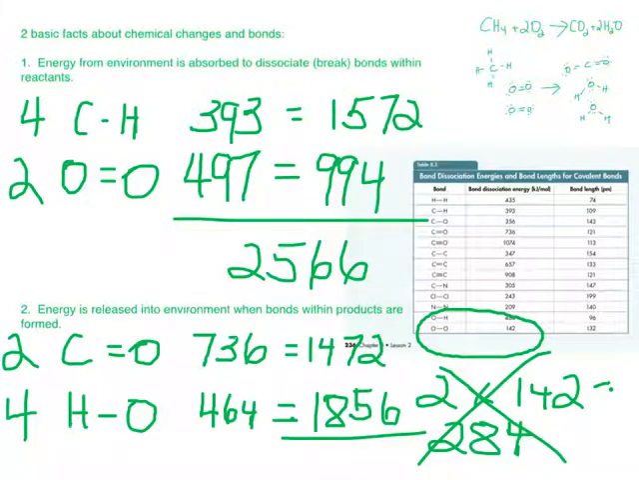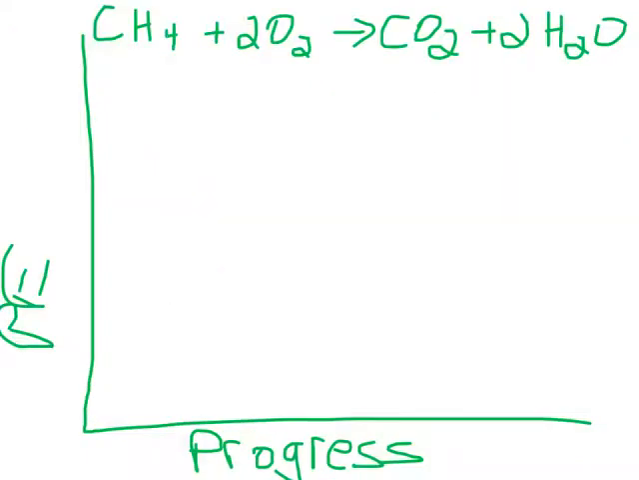per mole. So the total amount of energy that's going to be released when we form these new bonds for all of our products is 1,472 plus 1,856, giving us a grand total of 3,328.